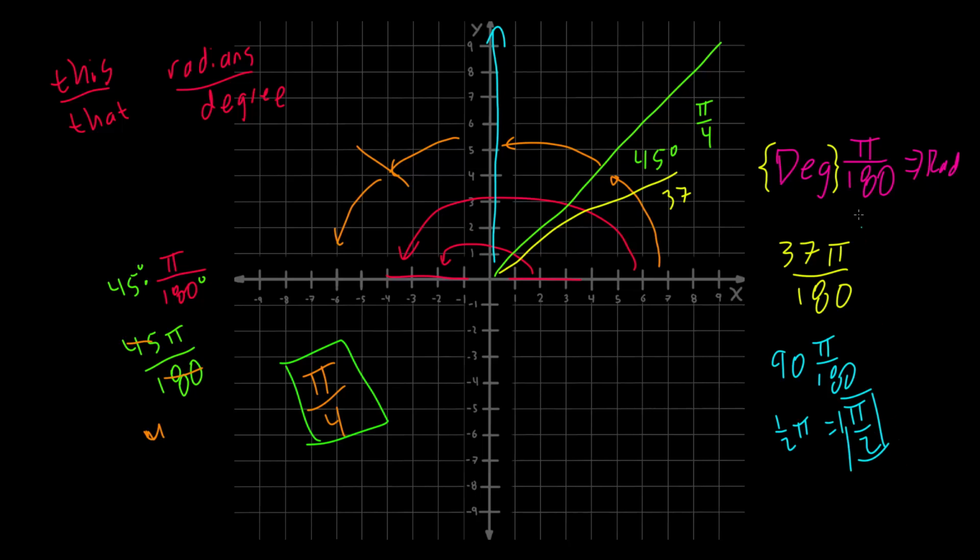Okay, so remember that it is right here, degrees times pi over 180. That's what's going to get you your radians, degrees times pi over 180. Hope that helps.